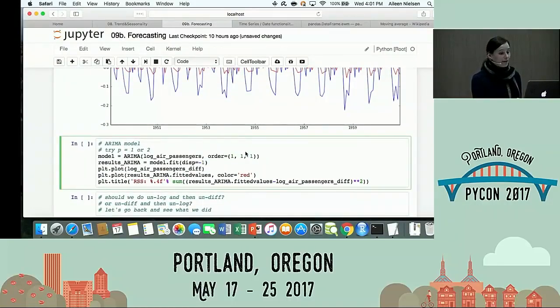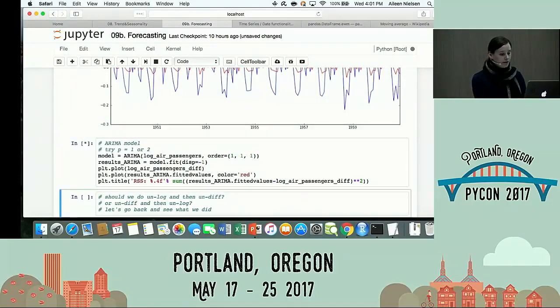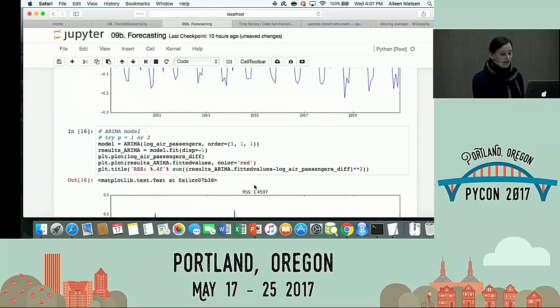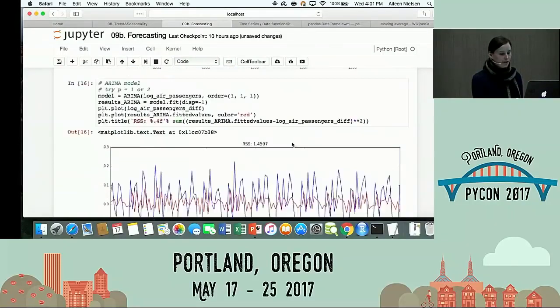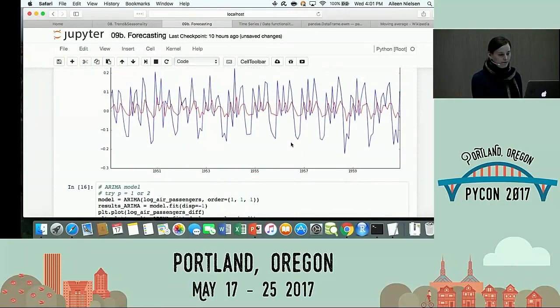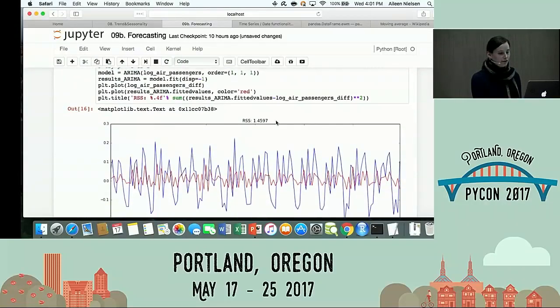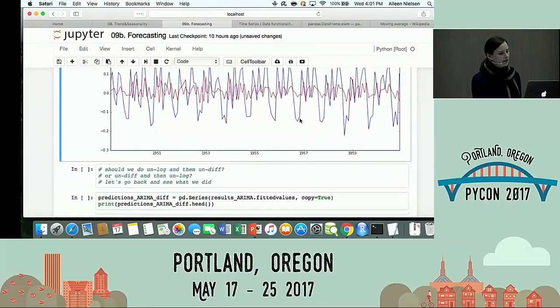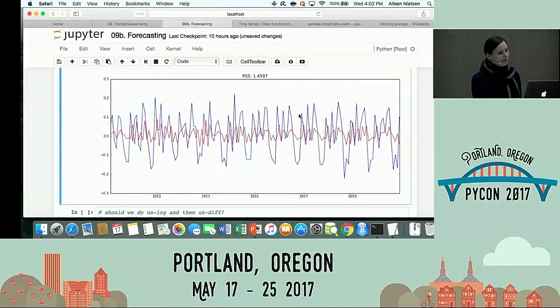I can try to combine them. So now I have an autoregressive model of order 1 with a moving average model of order 1. Let's take a look at this. The sum square error is a little bit better. As we can see, it's dropped down to 1.45. Not necessarily that much better, disappointingly. But I'm going to call it a day there and go back and map it to my original data and think about how that does.